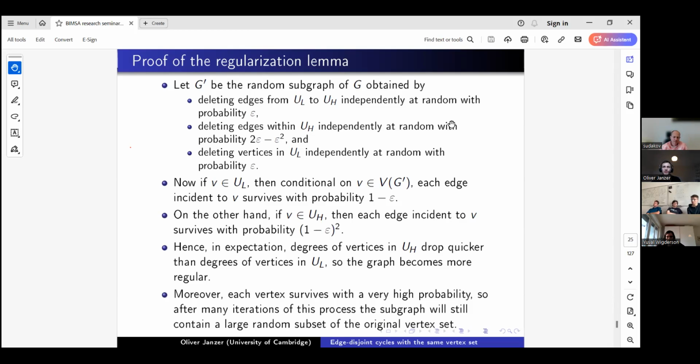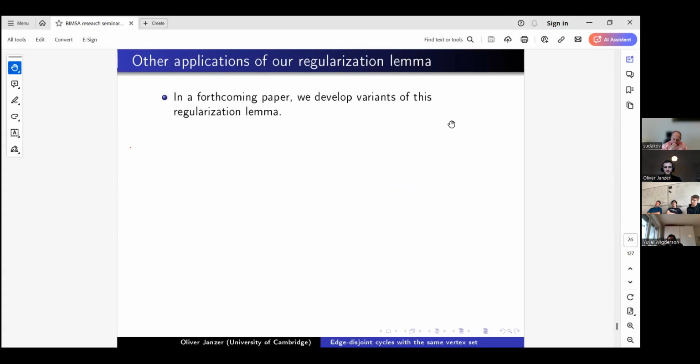And moreover, we only delete vertices in each step with probability epsilon. So with very high probability, vertices survive even after many iterations. So that's why you get that the subgraph that you obtain at the very end will contain a large random subset of the original vertex set.